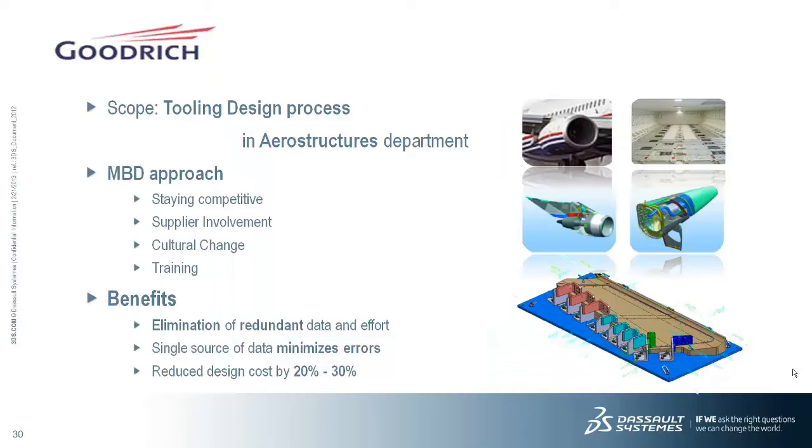Goodrich deployed 3D Master in the tooling design process in their aerostructures division, and competitiveness was the main driver, targeting a 30% reduction in tool design cost. But they recognized that they didn't simply want to pass cost on to their suppliers. So they involved suppliers in the process and the cultural change that needed to take place across the value chain, and the benefits were worth it, a 20 to 30% saving in design cost. Also, the elimination of redundant data and effort, and the single source of data clearly minimized errors.